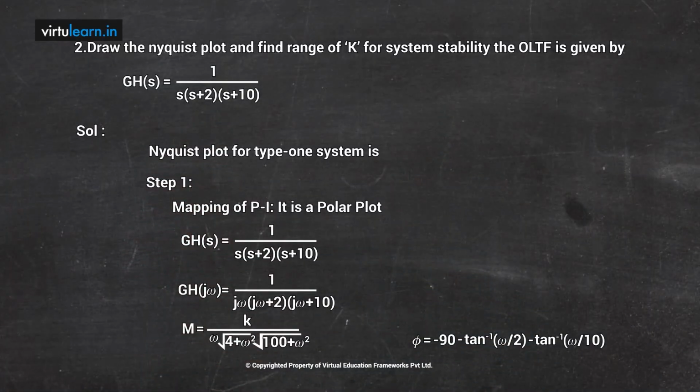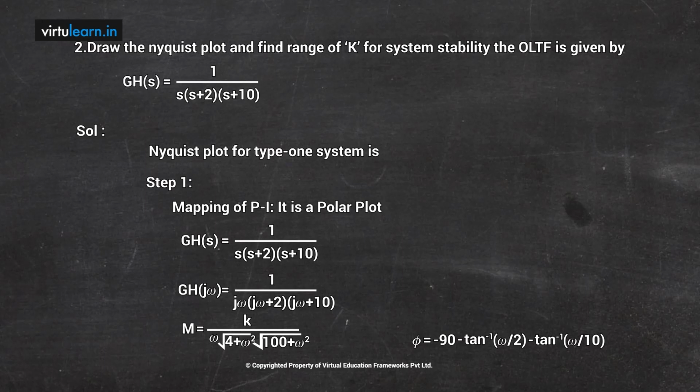Let us look at the second problem in Nyquist plot. The problem statement goes like this. Draw the Nyquist plot and find the range of k for the system stability where the open loop transfer function is given by GH(s) = k / (s(s+2)(s+10)). So in this particular problem, we need to find the range of k for the system stability.